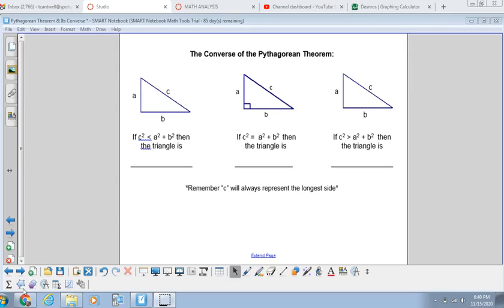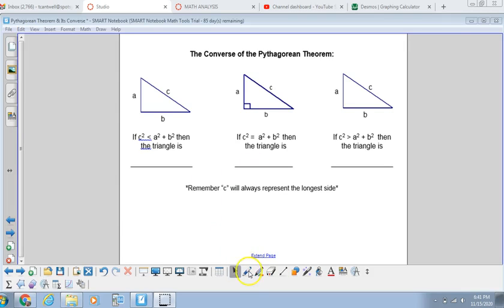The converse of the Pythagorean theorem says, what if we have these three numbers and we want to know if they make a right triangle or not? Well, if a squared plus b squared equals c squared, then we get a right triangle. But what if a squared plus b squared does not make c squared? Can we use that information to tell us what type of triangle it is? And we actually can. The converse of the Pythagorean theorem tells us just that.